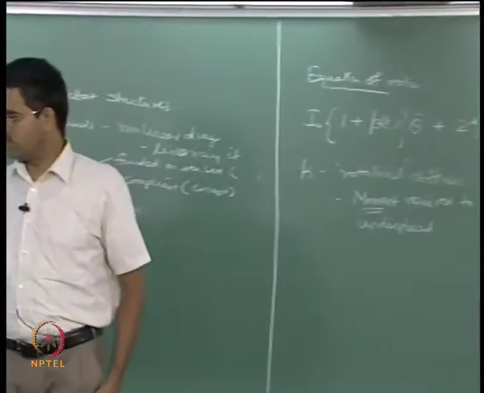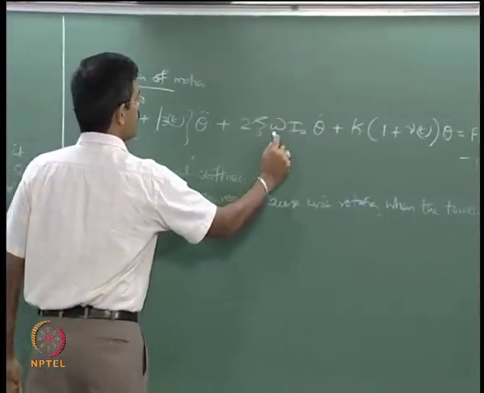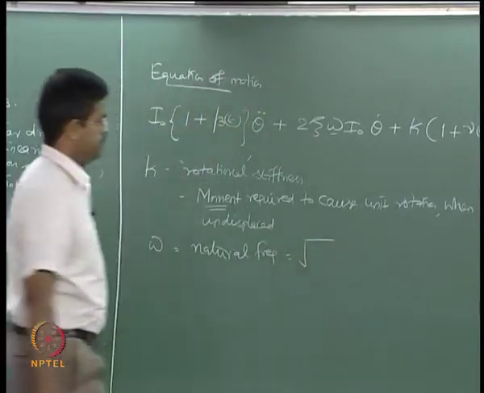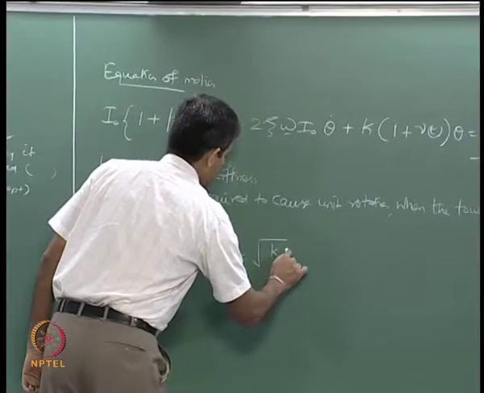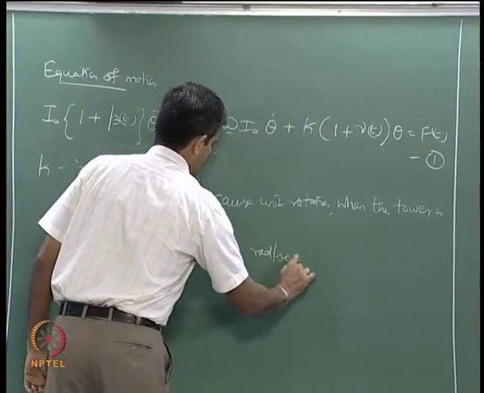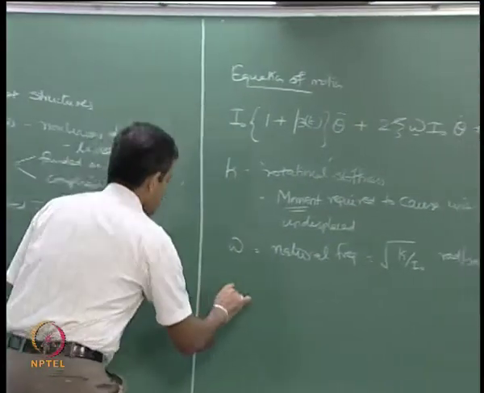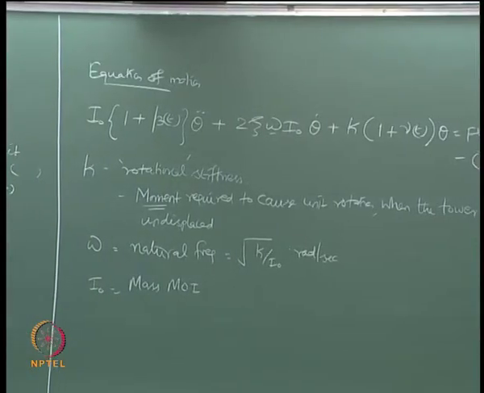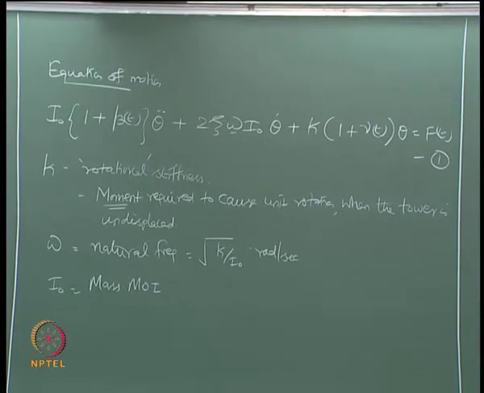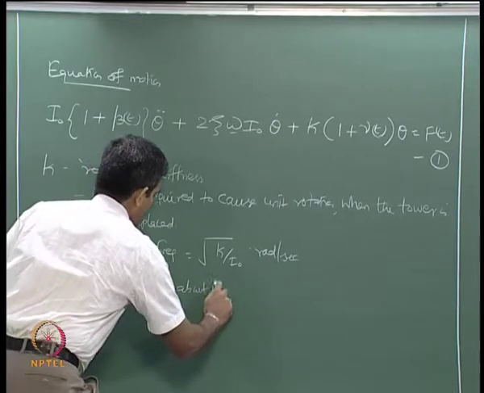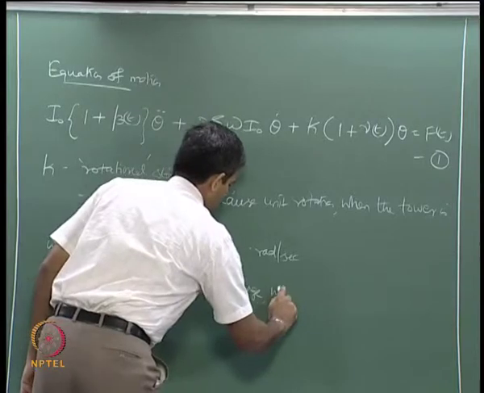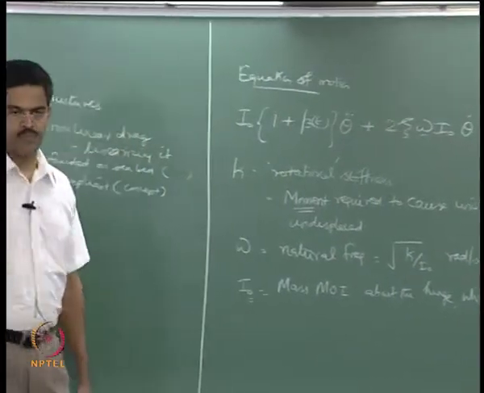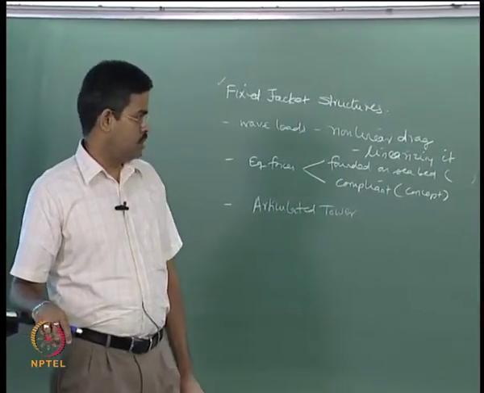So, you can easily find K by the conventional method, and of course, omega here is the natural frequency of the tower, which is square root of K by I naught in radians per second, and I naught is the mass moment of inertia of the tower about the hinge when theta is 0, that is at the undisplaced position as you see in the figure here. That is why it is called I naught.